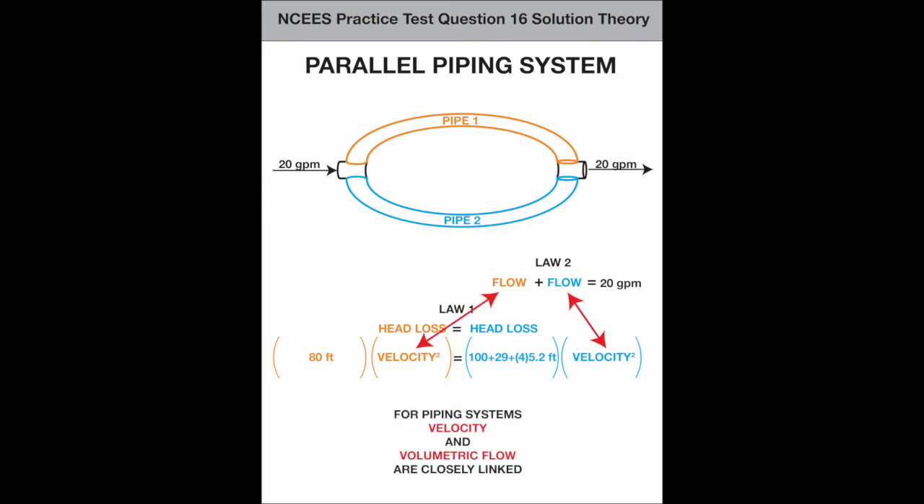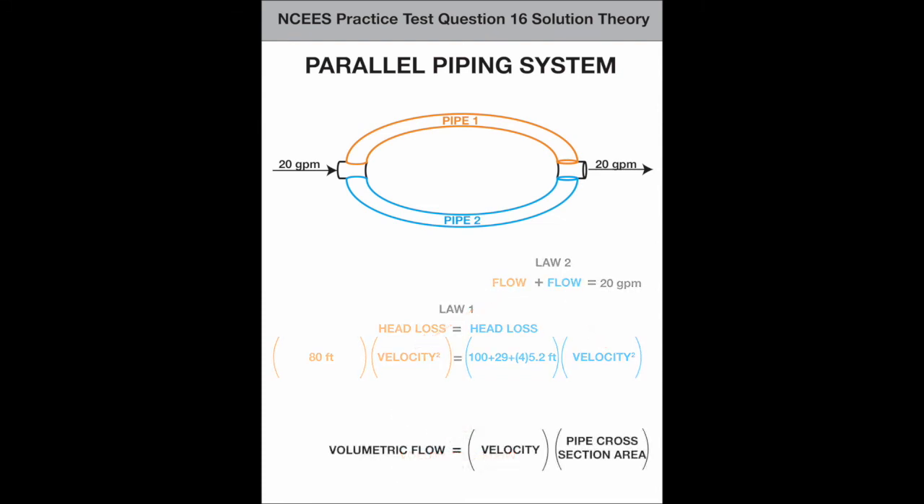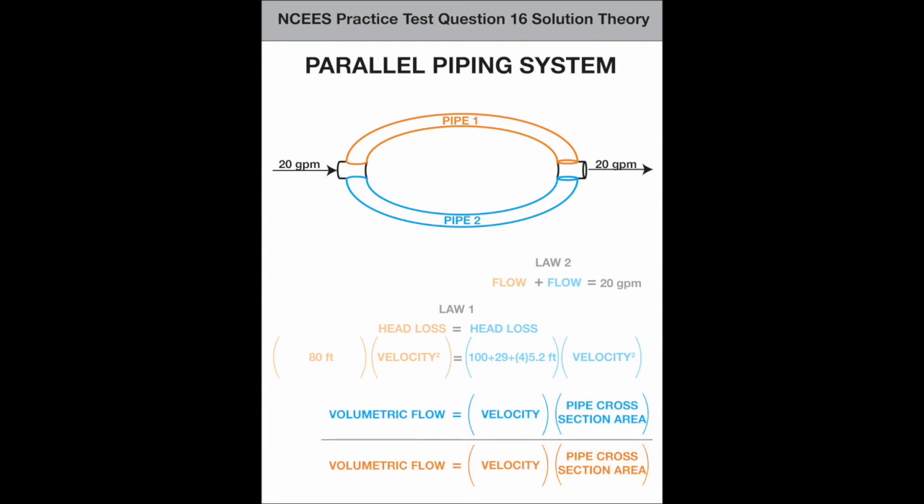For piping systems, velocity and volumetric flow are closely linked. Volumetric flow can be defined as velocity times the pipe cross-section area. So, if you know the pipe diameter and velocity, you essentially know the volumetric flow. Further, if the two branches of the system have the same pipe diameter, by equality cancellation, this ratio for balancing the two is the same for velocity or volumetric flow.